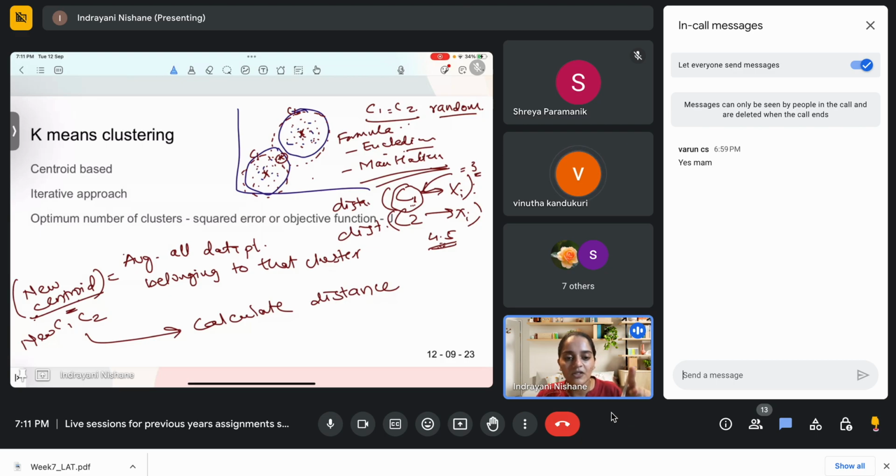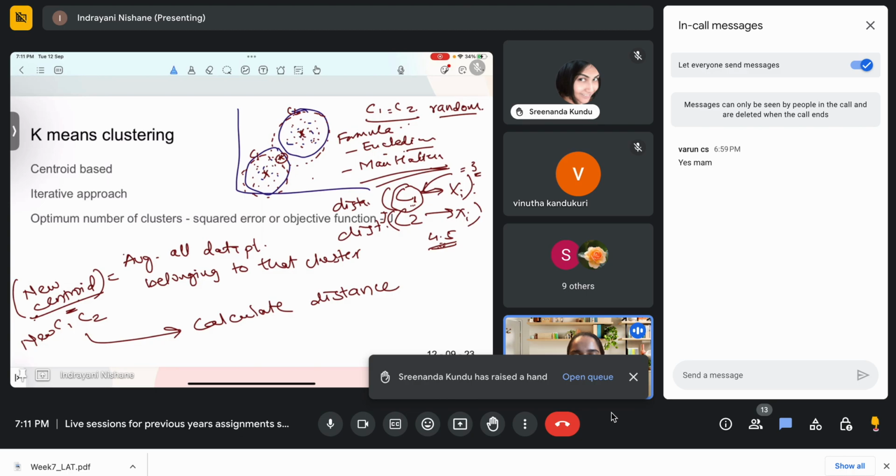So that will be the new centroid for the new clusters, and all the data points will be part of that particular cluster. Thanks a lot. So now we can't just randomly think about what the optimum number is.